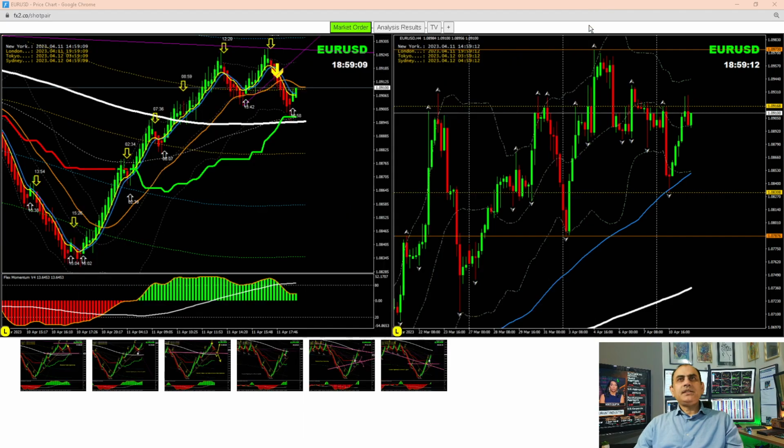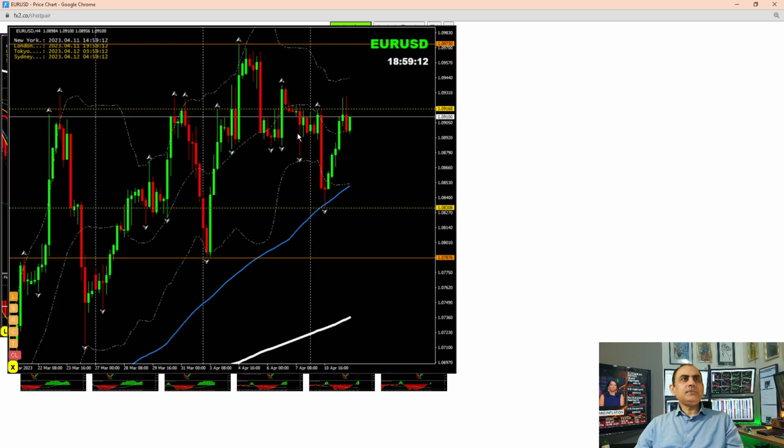Now you can see here, we are looking at this breakout. If the price is going to break, that's the sign of long, otherwise continuation short. So we'll see tomorrow, guys.